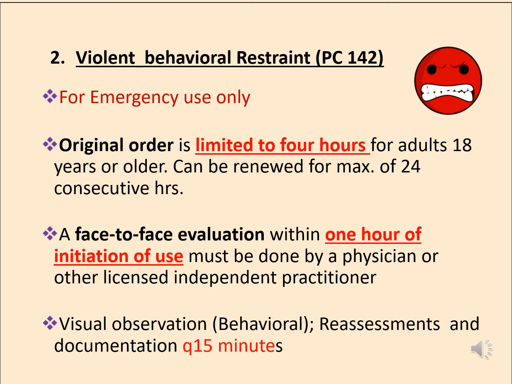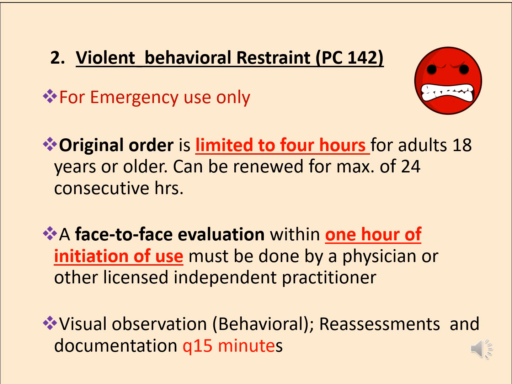Violent behavioral restraint is used to protect the individual against injury to self or others. This type of restraint may be applied only in an emergency on violent patients. An order must be obtained prior to use or within minutes of application. Original order for violent behavioral restraint is limited to 4 hours for adults 18 or older.